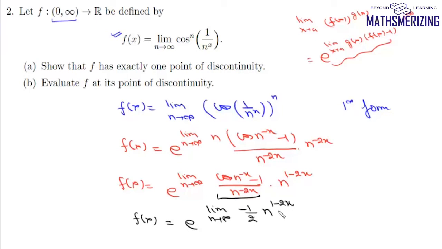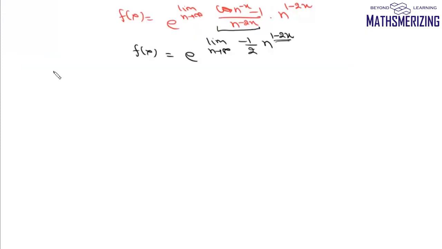Now depending on this value of x, we'll have 3 separate conditions. Now we'll take case 1, when the value of x is 1 by 2. When the value of x is 1 by 2, this is n to the power 0. In that case, we'll have this function f(x) as e to the power minus 1 by 2.